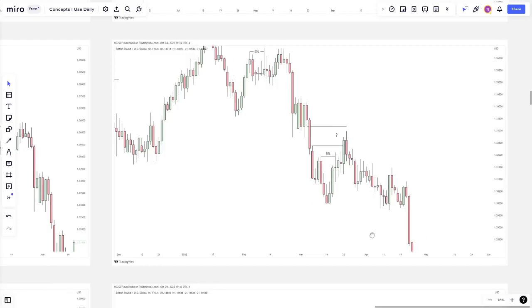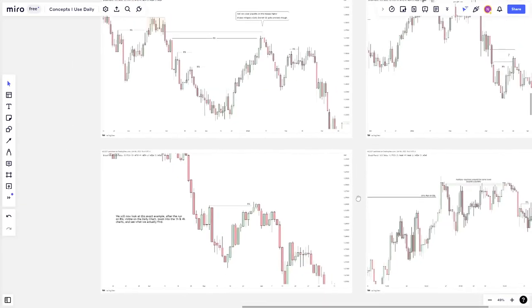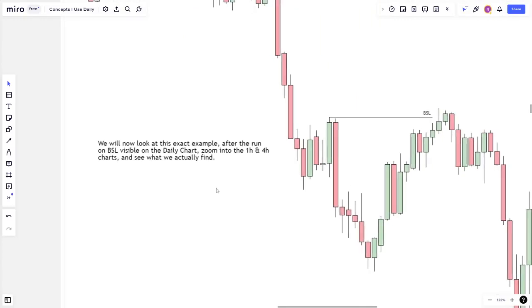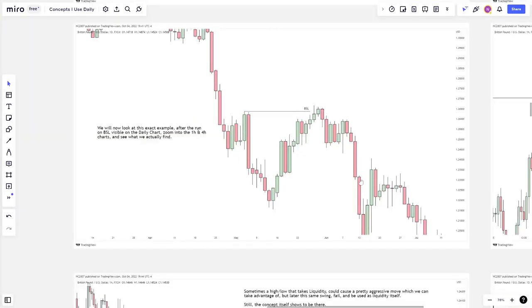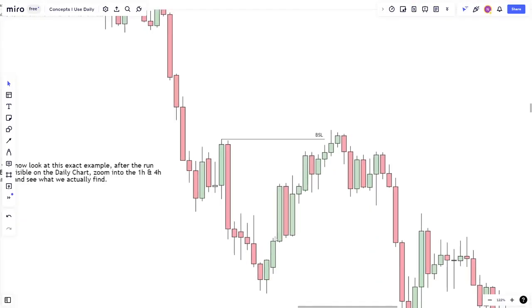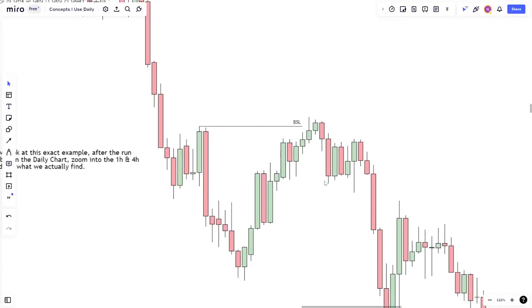We haven't explained that yet, but basically multiple things. Now we will look at this exact example after the random buy side liquidity visible on the daily chart, zooming to the 1 hour and 4 hour charts, which actually I think I only did for the 1 hour, and see what we actually find on this. As you can see, the daily chart again continues to be bearish, goes above a high, taking this buy side liquidity. As you can see, we start seeing some aggressive move lower.